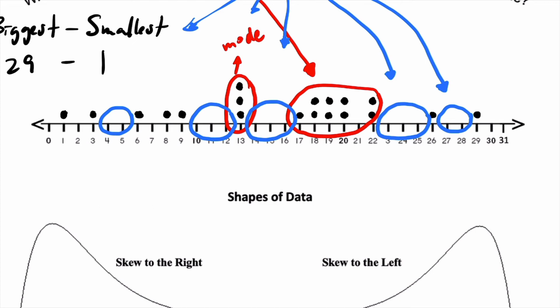Our data. Now, nothing's perfect in this world, especially real numbers. They're not perfect. But if you had to describe, what would you say? What shape would you say our data represents?